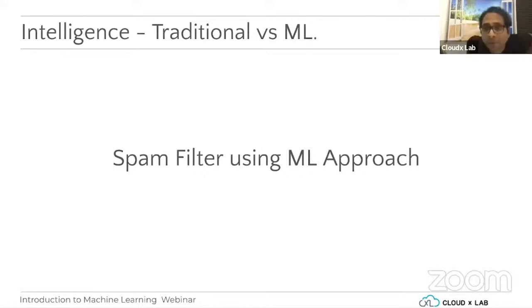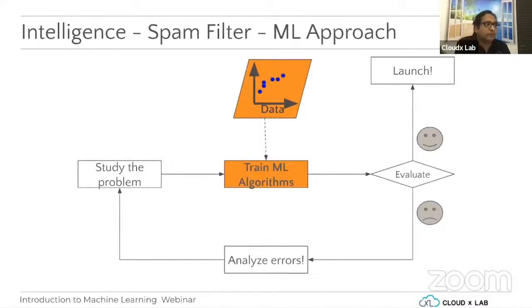Now, if you have to build the same system using a machine learning approach, how would it look? We'll study the problem, train the machine learning algorithm based on the data, and we will evaluate the result based on certain data that our model has not seen before. Then we will evaluate whether the rules that the machine learning algorithm came up with are working or not. So this is our training phase. We basically feed the data to the algorithm.